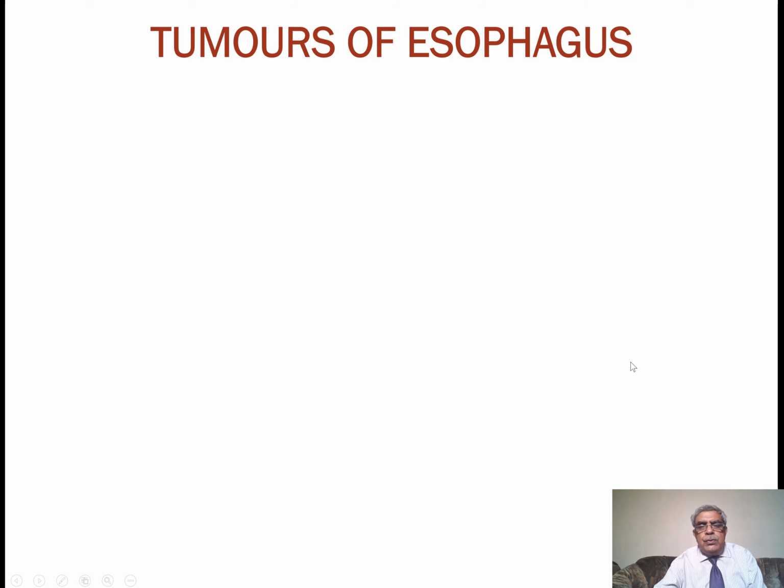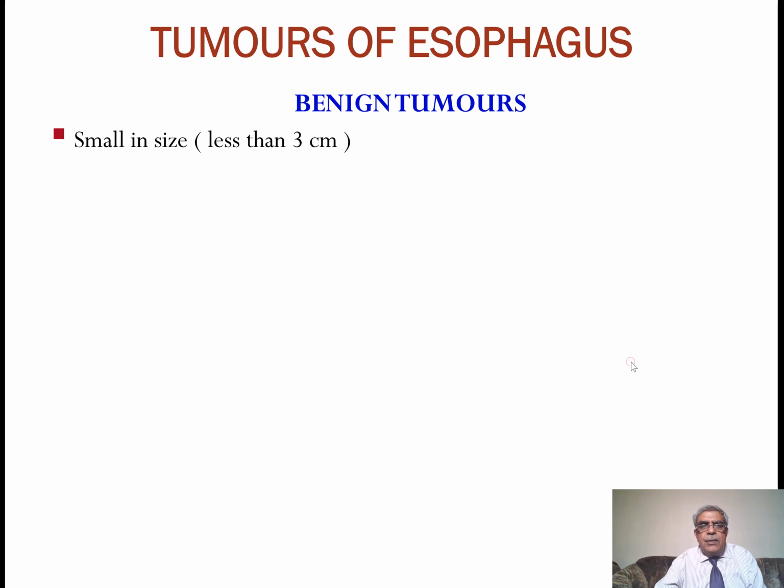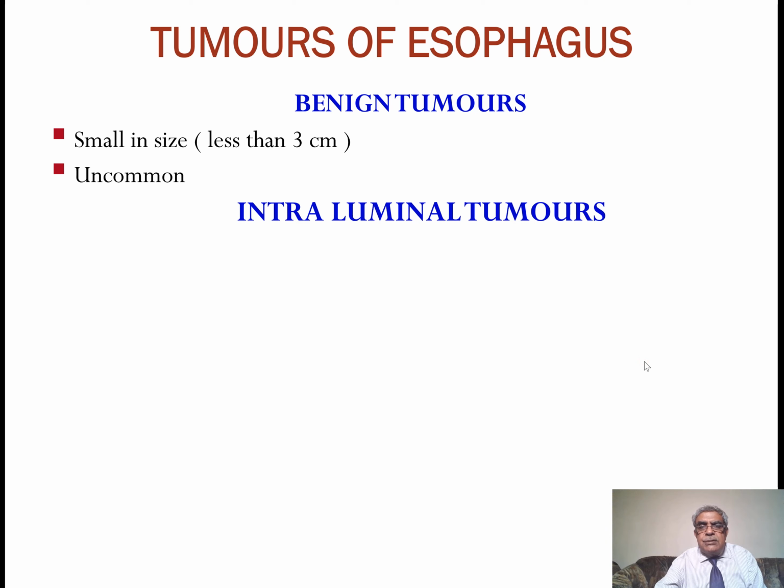Now, tumors of the esophagus, usually we divide into benign and malignant. Benign tumors are small in size, less than 3 centimeters, and uncommon. Intraluminal tumors, most common is leiomyoma. If somebody asks you the commonest benign tumor of the stomach and the most common benign tumor of the esophagus, the answer is leiomyoma. Very important viva question.